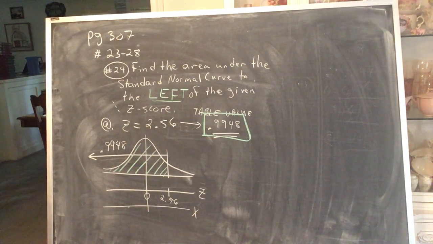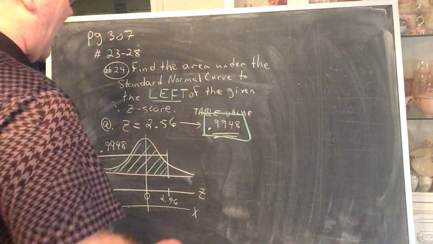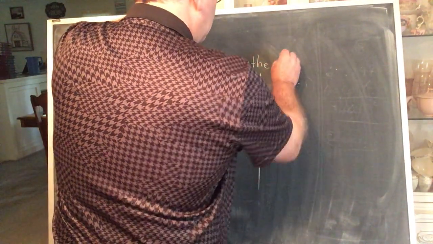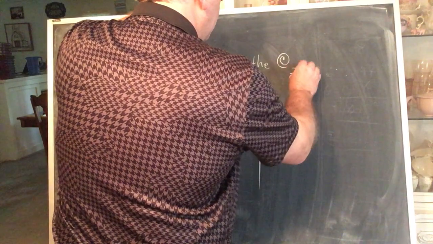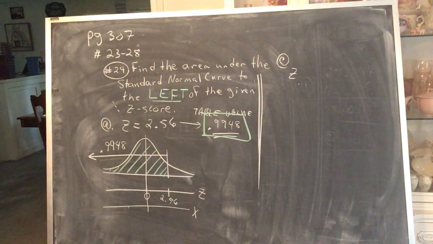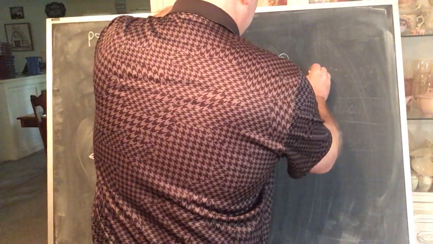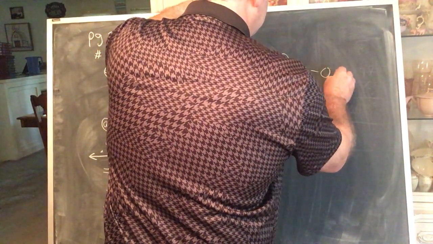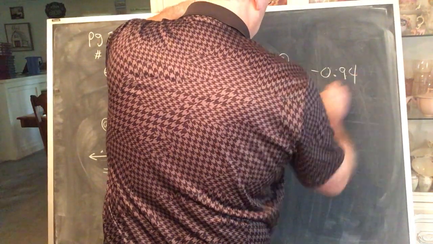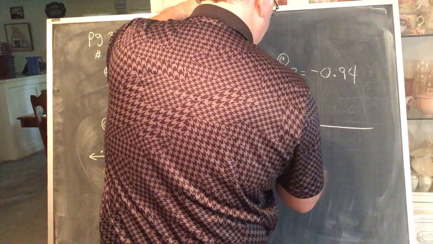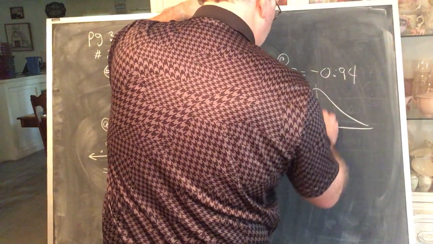Let's see if we can work another one. Let's say part C, as in cat. Part C says the given z value is negative 0.94. Z is negative 0.94. Every picture gets its own normal curve every time.